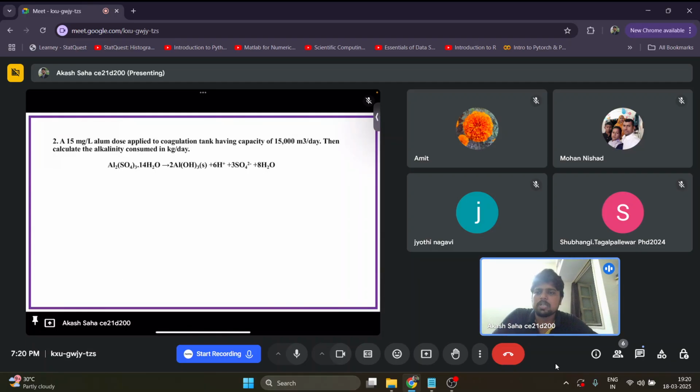Now, next question. It says that a 15 milligram per liter alum dose is applied to a coagulation tank having a capacity of 15,000 meter cube per day. Then calculate the alkalinity consumed in kg per day. So you know the discharge and also the alum dose. You have to find out how much alkalinity will be consumed per day because of this alum. That is the question, and the formula is also given. Any idea how to proceed with this? The formula is right there.